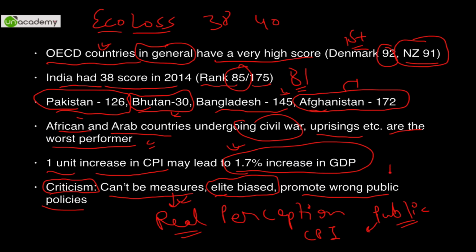So rather than dealing with the real corruption, they come into this war mode against CPI. So they just want to increase their CPI rather than decreasing the corruption. It's a difference, okay? Just remember this.